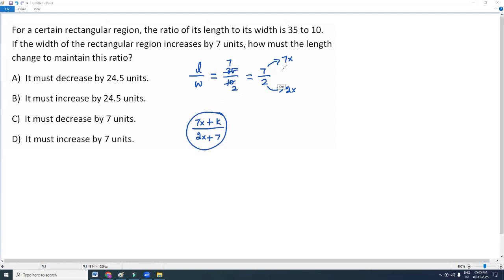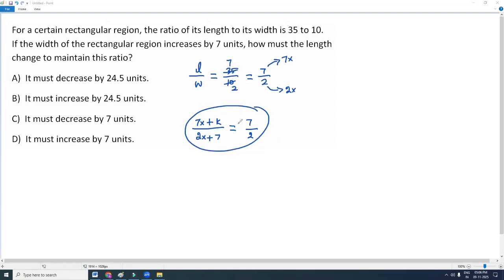Now, this ratio must be equal to the given ratio, 35 over 10 or 7 over 2, because the question says that we have to maintain the given ratio. So, it must be equal to the original ratio, 35 over 10, or the simplified form of the original ratio, which is 7 over 2. Okay, now in this one, we have to solve for k. If the value of k is positive, then the length has to be increased. If the value of k is negative, then the length has to be decreased.